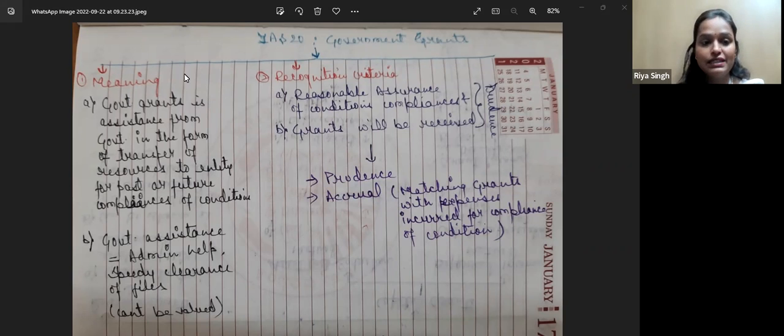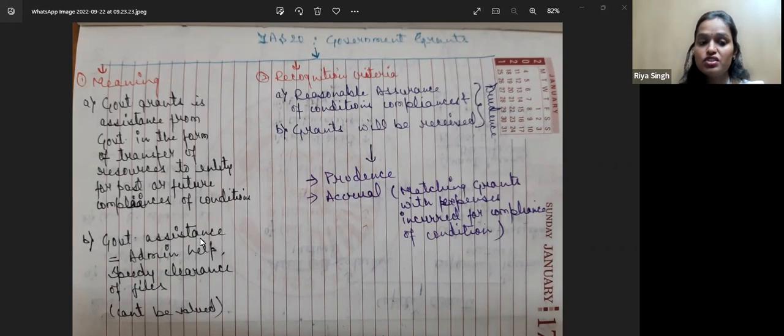Okay. Now please read that government grants is assistance from the government in the form of transfer of resources to an entity for past or future compliance with conditions. That government grant, or the assistance, you can receive in the form of resources for past events, if any loss has happened in the past, or in the future if we want to develop more and more. In both cases, if you are receiving any kind of resource, that could be any kind of fixed asset, that could be any kind of cash, then it will be your government grant.